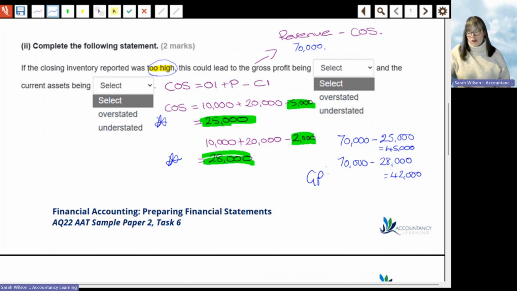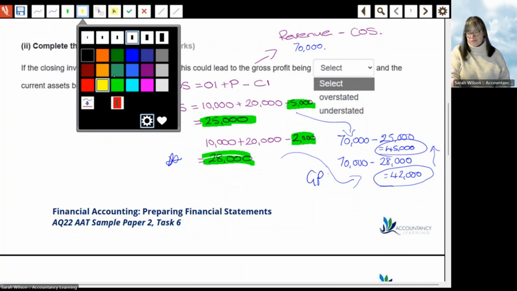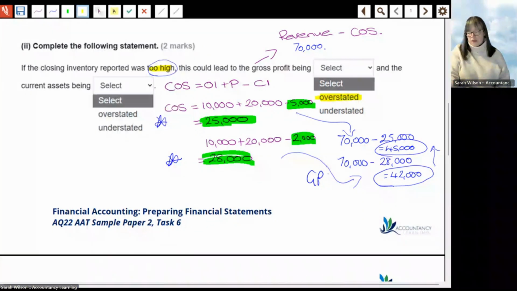it means that our gross profit should have been 42,000 here. That's our £2,000 closing inventory. This is our £5,000 closing inventory. So if our actual closing inventory was 2,000, but it was reported at 5,000, it means our profit is showing as much higher. So therefore, it would be overstated.